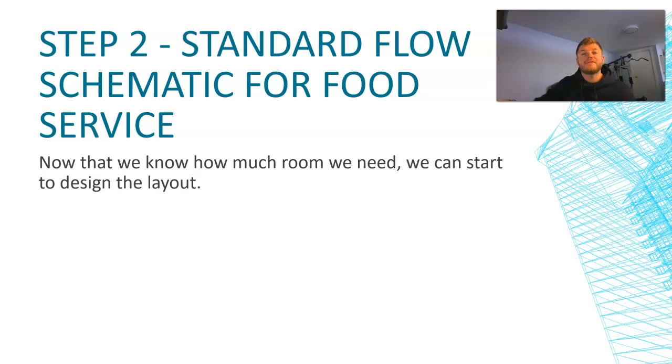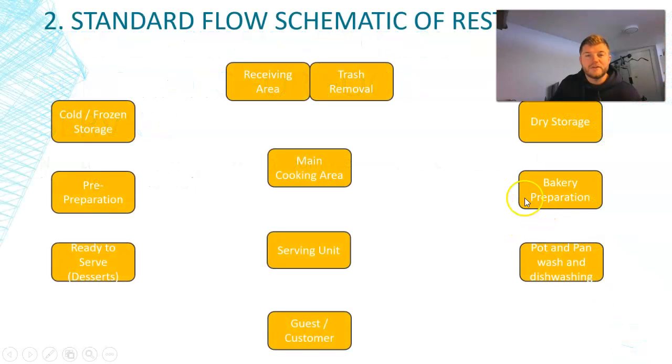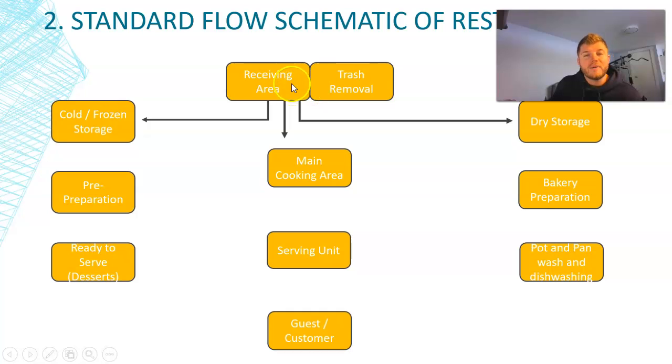Next one is the standard flow schematic for food services. So how does food move around most kitchens? What you'll see here is that we start out with our receiving area. In our receiving area, it's usually the back door for most places, where they come in, they load the trucks, and they unload into this receiving area.